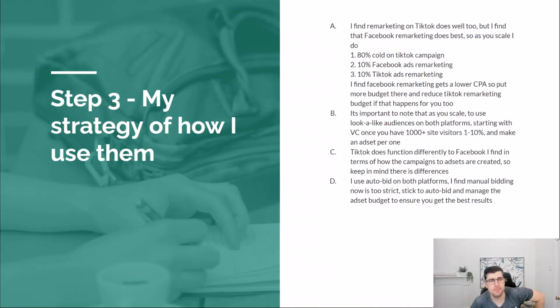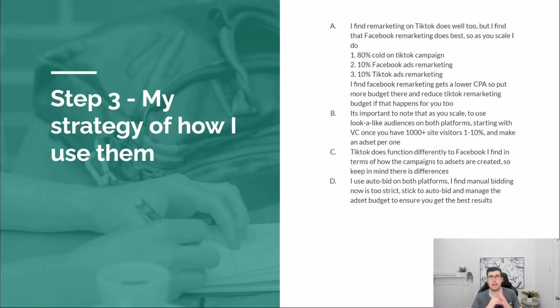All right, so step 3 is my strategy. Now, this is what's worked best for me. Everyone has their own strategy. I find remarketing on TikTok does really well as well. I find Facebook does better. Facebook just seems to have remarketing down pat. Cold traffic, it does well, but the cost per acquisition is just extremely high. So it's very unprofitable, especially for cold traffic.